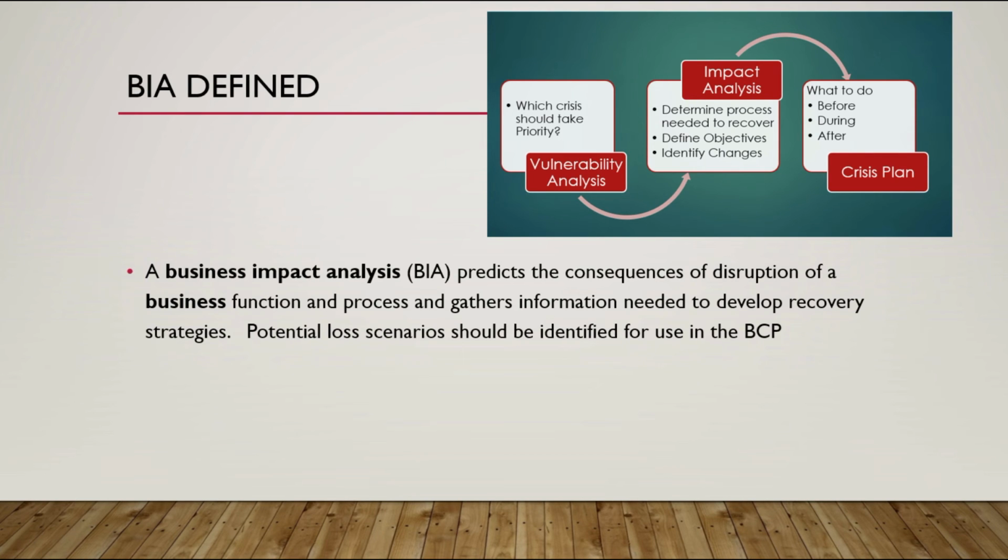In Lesson 1, we introduced the three components of the business contingency plan process: vulnerability analysis, impact analysis, and the crisis plan. In this lesson, we'll concentrate on the business impact analysis. The definition: business impact analysis predicts the consequences of the disruption of a business function and process and gathers information needed to develop recovery strategies. The potential loss scenarios should be identified for use in the business continuity plan.